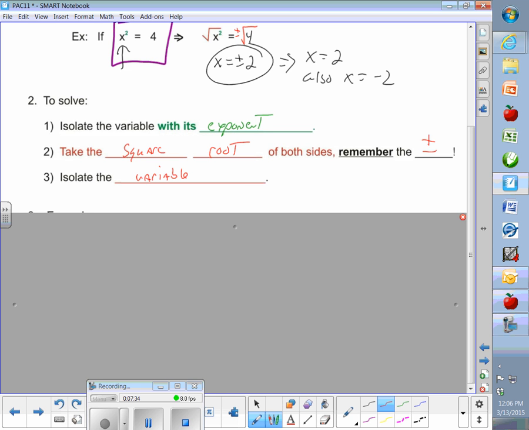Hey, math's orderly. Really going right along with what we did yesterday. You know what we did yesterday? We isolated the radical, right, with the variable. Then we squared both sides, and then we isolated the variable. This one, we isolate the variable with its power, take the square root of both sides, don't forget the plus minus, and then if the variable's not isolated yet, finish by isolating the variable. Nice and orderly. And guess how we're going to move stuff?